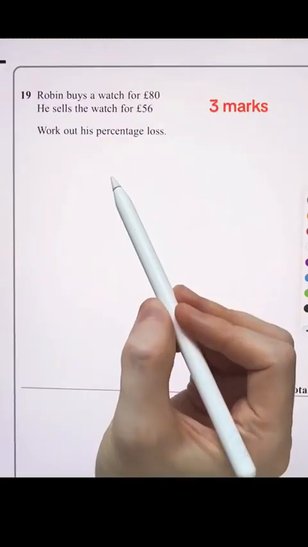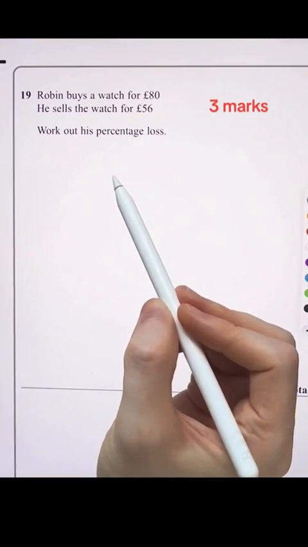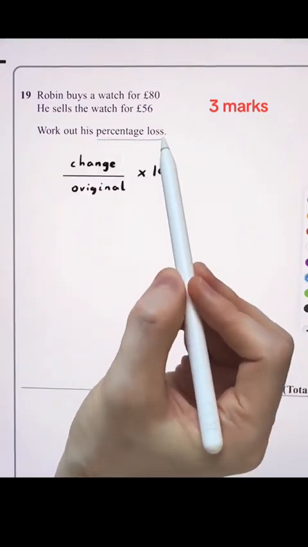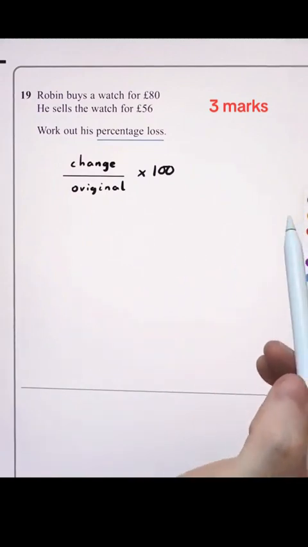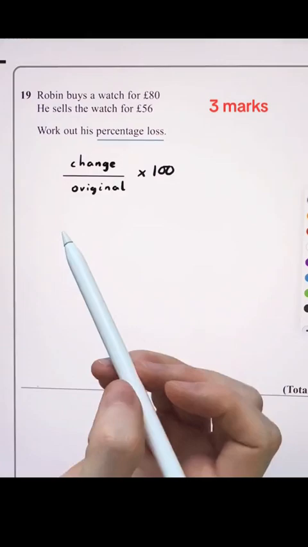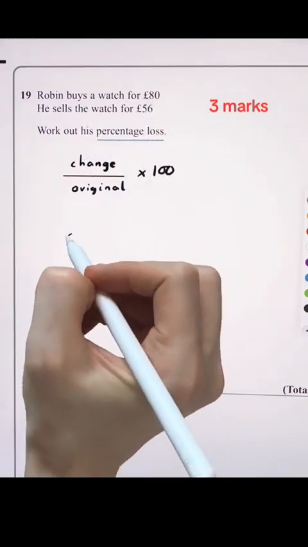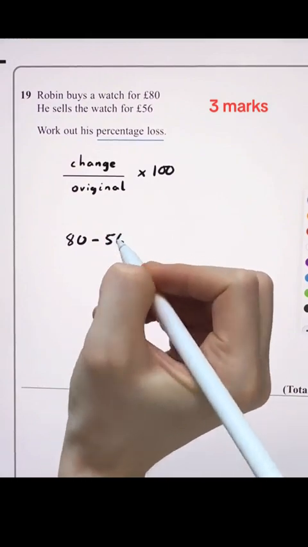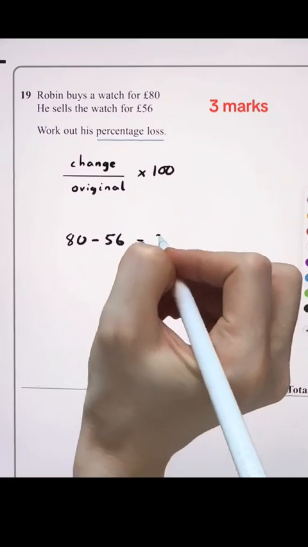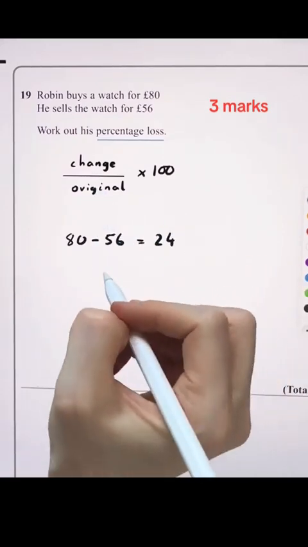Question 19. Robin buys a watch for £80. He sells the watch for £56. Work out his percentage loss. Percentage loss is always the change divided by the original and then multiply by 100. In this case, the change is what he buys the watch for, 80, subtract what he sells the watch for, 56. 80 take away 56 gives us 24. So the change is 24.